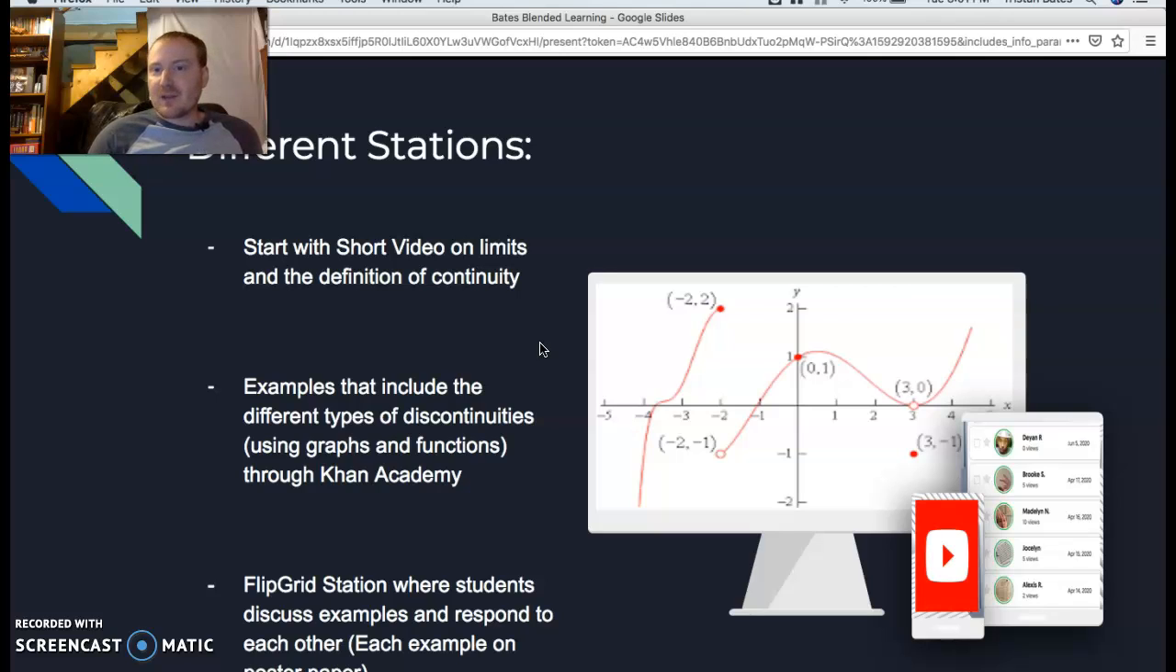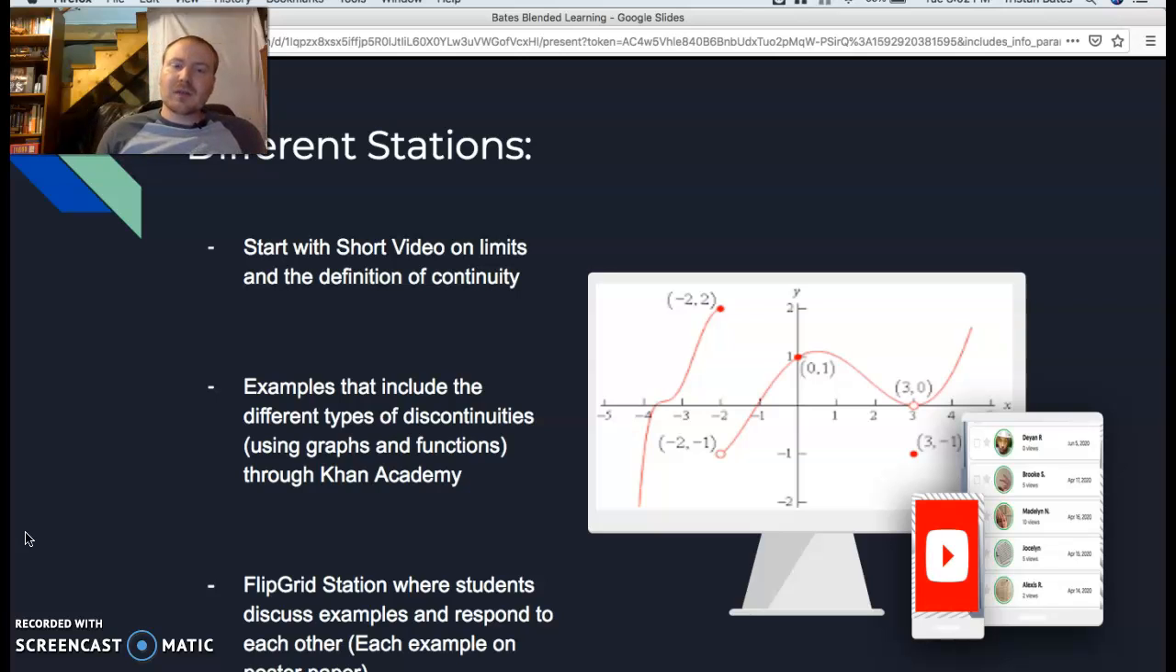And as you can see in the picture over there, sometimes you get graphs that ask you, where is this discontinuous, or it asks, is it continuous at these points? And the student would have to answer accordingly. And then finally, I like to have students do a Flipgrid station where students would discuss examples and respond to each other. So on chart paper or poster paper, I would have up an example with a question about that problem. And then students would have to discuss that problem and their solution, and then they'd be able to have a chance to respond to each other.